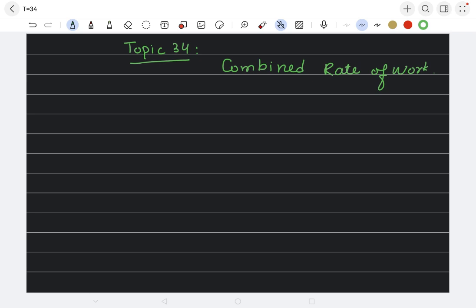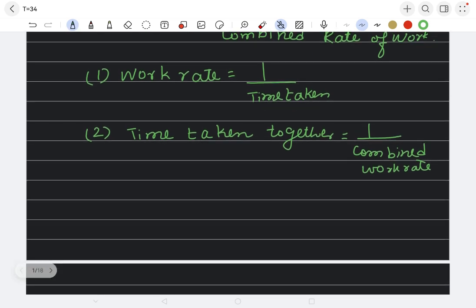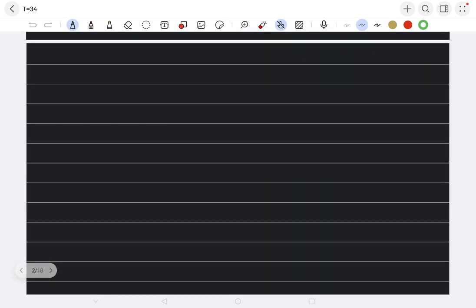problems are as follows. Number 1, we use work rate equal to 1 over time taken. And the second formula we use: time taken together is equal to 1 over combined work rate. Okay, beta, we are going to solve a question with respect to this formula. Let me tell you a statement.